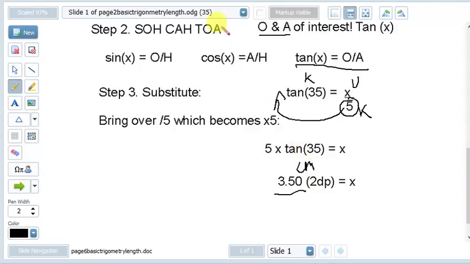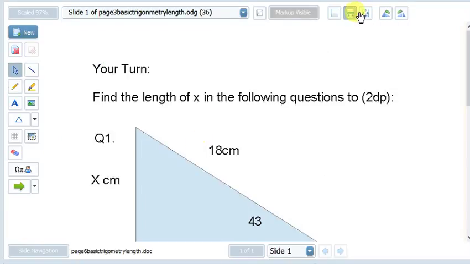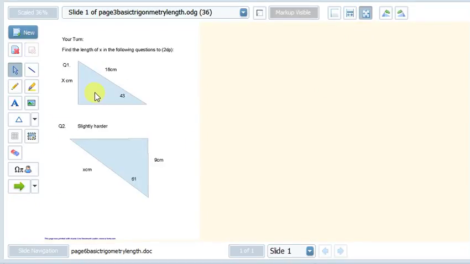Okay, so it's your turn to have a go at a couple. Here are your questions, and I will just put in the right angle so it doesn't confuse you. That's the right angle, and that one there is the angle. This one here, right angle, that one there.